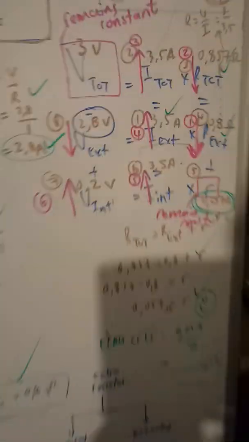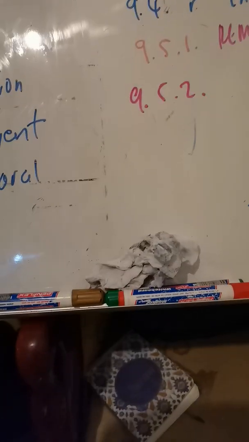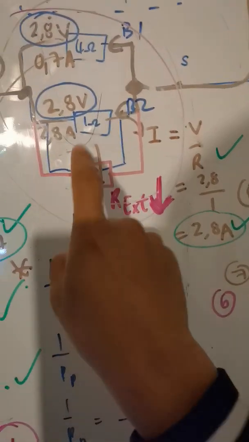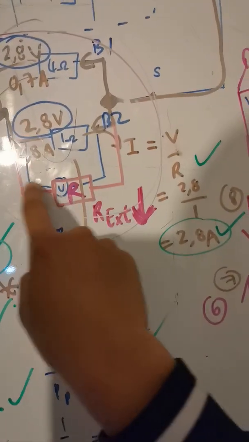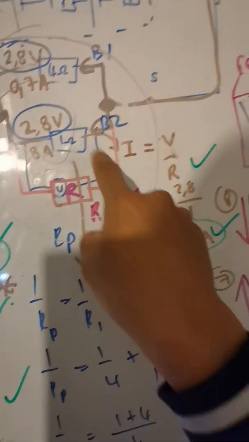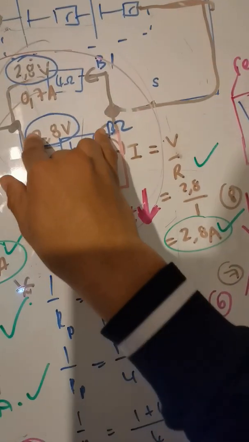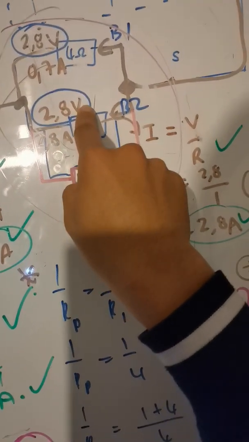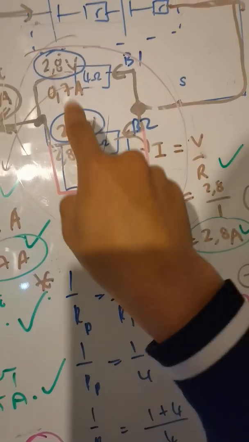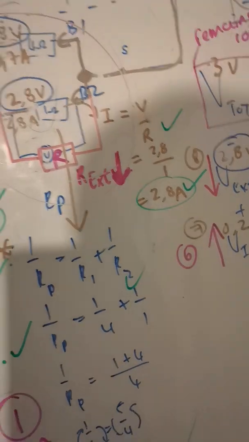So what does the question ask us? The question asks us the reading on the voltmeter. So will the reading on the voltmeter increase, decrease, or remain the same? The voltmeter is there, and the voltmeter reads the voltage across the 1 ohm resistor. And the voltage across the 1 ohm is 2,8 volts, right? And that 2,8 volts was also the external voltage.